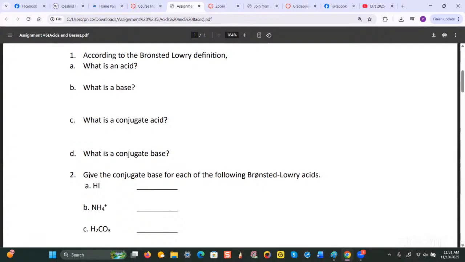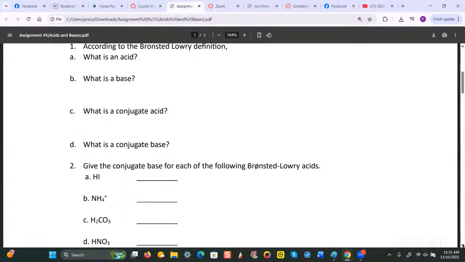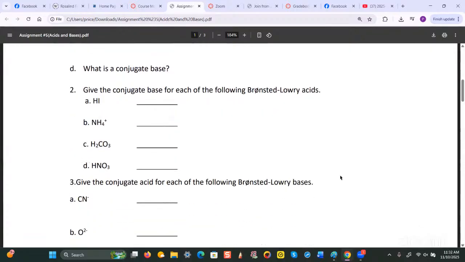And that's basically it for number one. So number two now is asking for you to give the conjugate base for each of these acids. They gave you the formulas here, and you're to write down what is the formula for the conjugate base. Now remember, the conjugate base is formed when an acid loses an H plus ion, right?